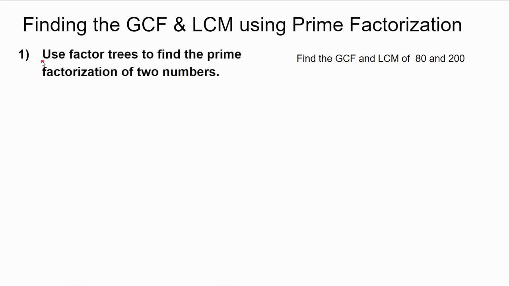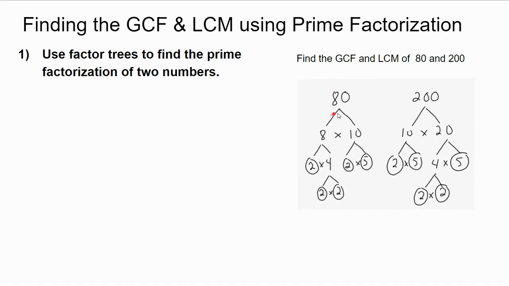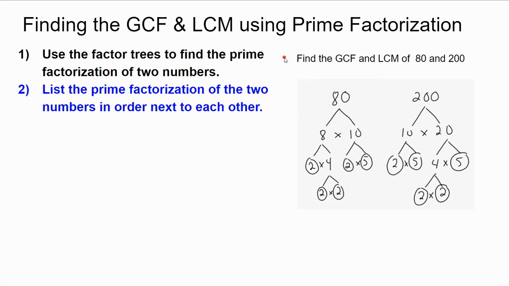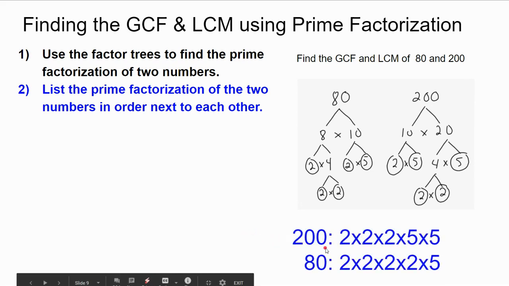Step one, use factor trees to find the prime factorization of the two numbers. So if I go through and find the factor trees, we break down 80 and 200 to the product of primes. Voila. Next, list the prime factorization of the two numbers next to each other. I like to put one on top of the other, like this, and you want to make it nice, neat, and organized, like so.